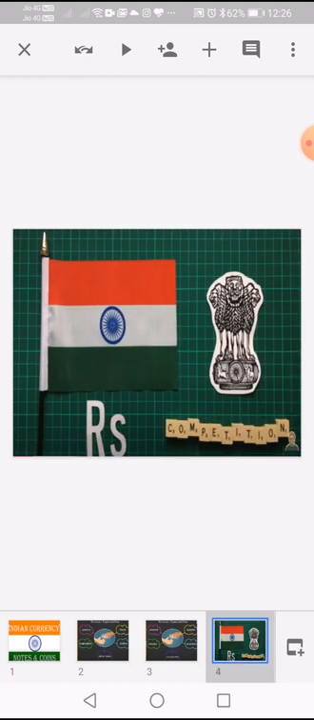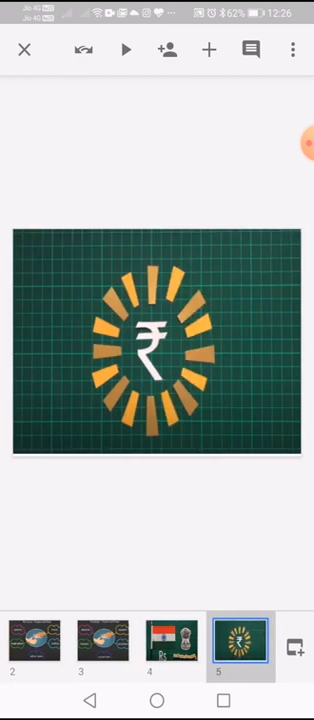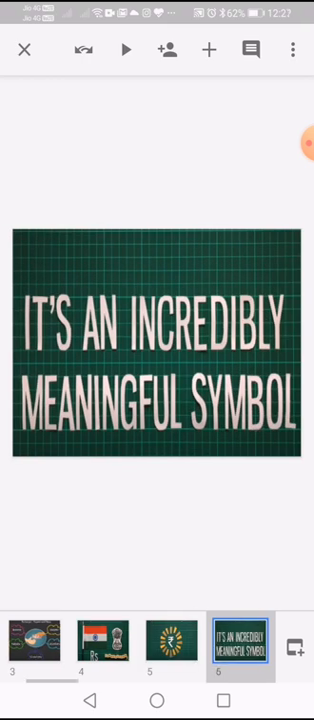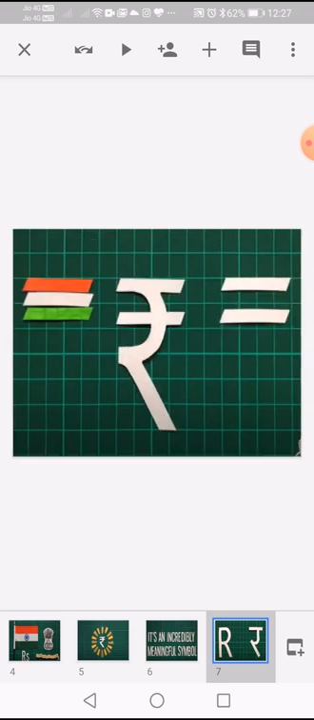Now these are Indian symbols. Let's see the symbols of rupees. Now this is the symbol of rupee. All of you know this is the symbol of rupees. It's an incredibly meaningful symbol. Now see this. This is an English R and Hindi R. This is a mixture of two. Now this, all of you remember this symbol.